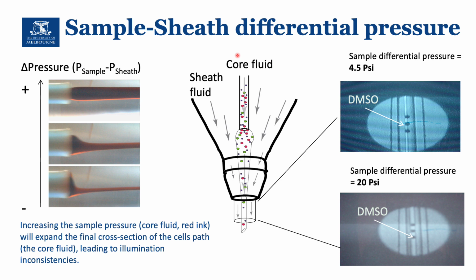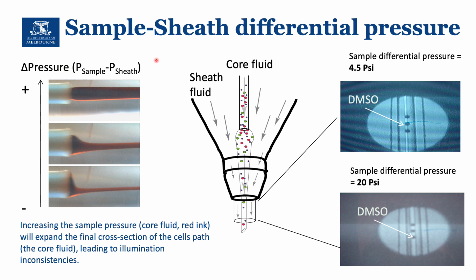Now, something that is important to take into account, because it's something that you will have access to, is the sample sheath differential pressure. So in order to get the particles to flow, a pressure in some instruments is applied to the sample tube. That pressure needs to be higher than the sheath pressure running inside the instrument in order for the particles to be injected into the system.